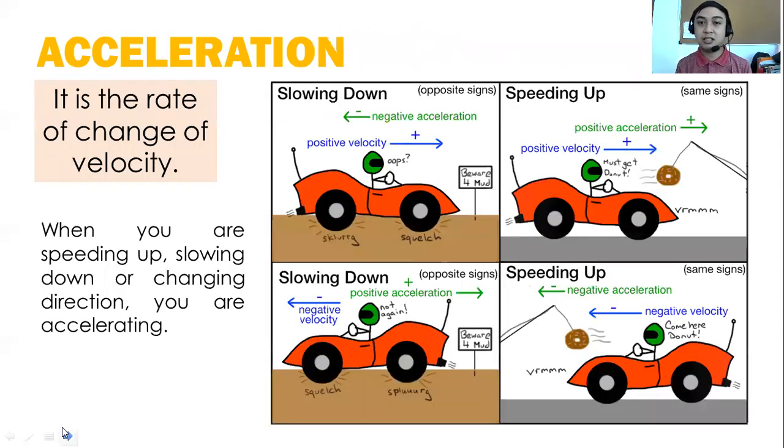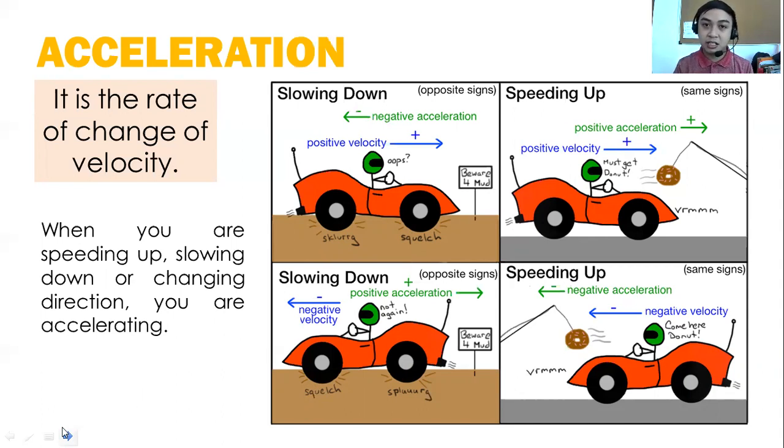Next, let's go to acceleration. What is acceleration? Acceleration is the rate of change of velocity. Speed is the one that can tell you how fast or slow the object moves. Acceleration tells us that the object is slowing down, speeding up, or changing its direction or velocity. When I say accelerating, it means speeding up; decelerating means slowing down. So if there are instances that the object changes its velocity or direction, there is acceleration.